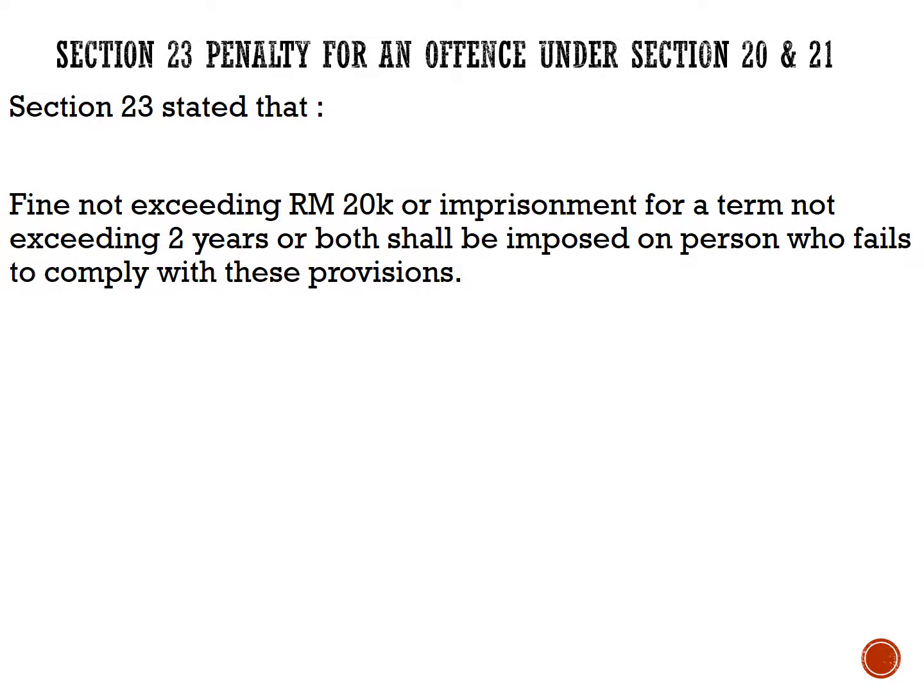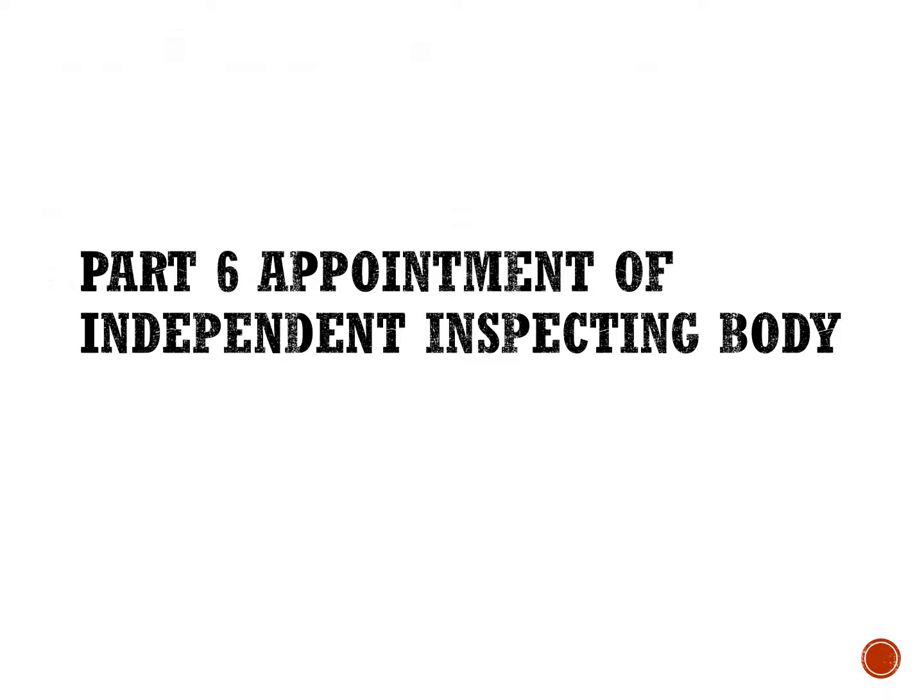Section 23 states that a fine not exceeding 20,000 or imprisonment for a term not exceeding 2 years or both shall be imposed on a person who fails to comply with this provision. Part 6: Appointment of independent inspecting body.